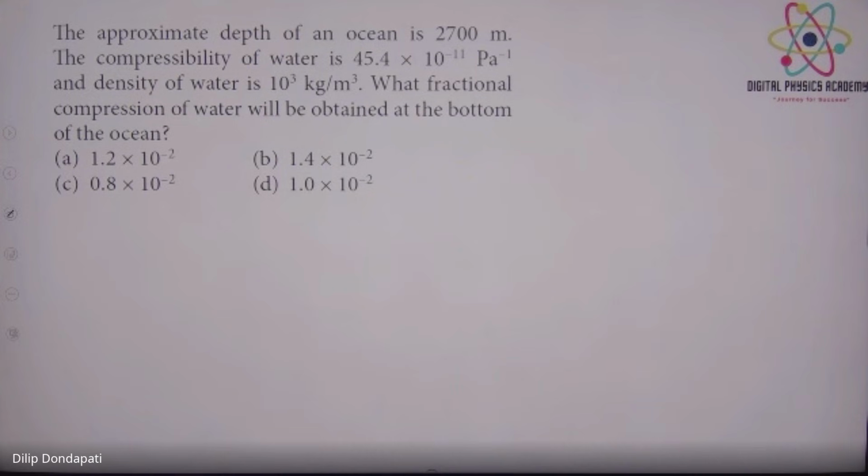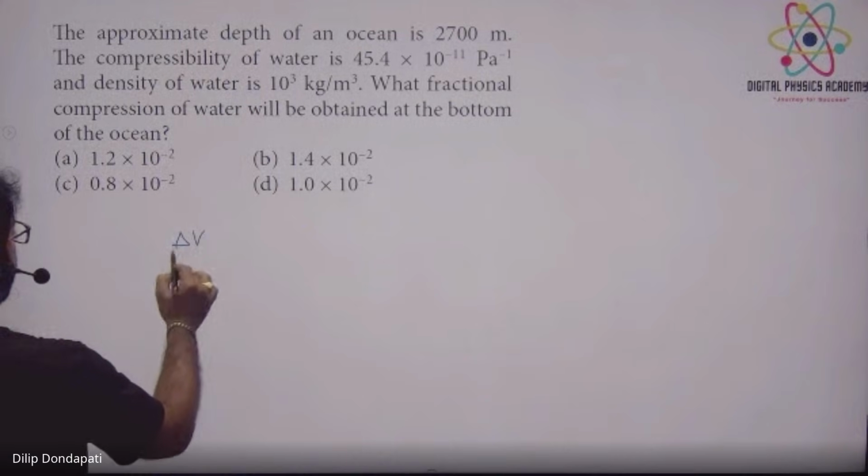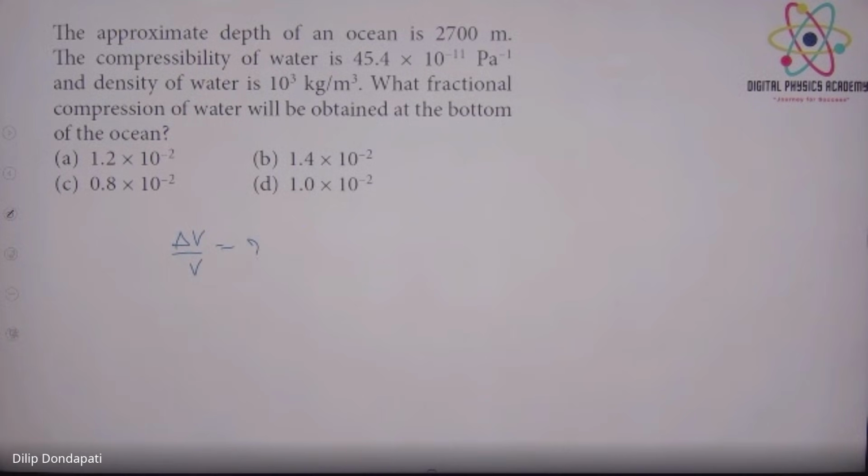Okay. Similar to approximate depth of the ocean, h is given now. Compressibility is given, not bulk modulus. Compressibility is given. Density is given. What fraction compression of water will be obtained at the bottom of the ocean? What fraction of compression means? What do you define? Simply delta V by V. So same, he has given compressibility. From compressibility you can find bulk modulus, right? So use that.